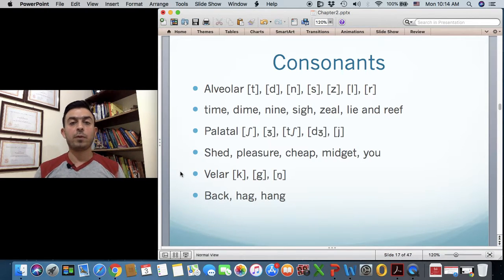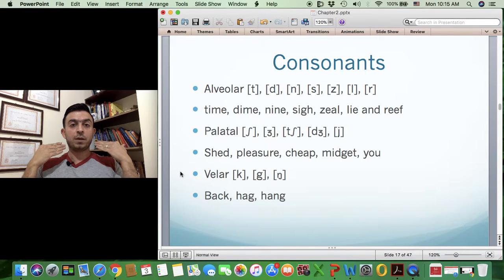Alveolar, remember when I talked about the organs of speech, I told you about this bony area behind the teeth. So that's basically the alveolar ridge, and the t, d, n, s, z, l, r. These are all sounds that are made by obstructing the air on the alveolar ridge. Palatal, it's kind of more behind the alveolar ridge, so that's sh, ch, j, y. And we have the velar, which is at the back, any sound that we make at the back of the mouth, we call it velar. So like k, g, ng.